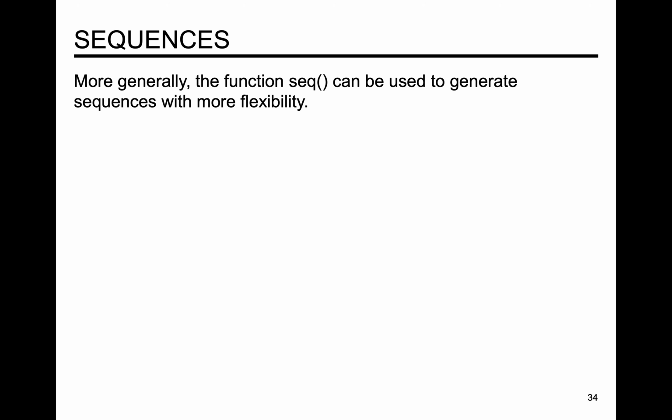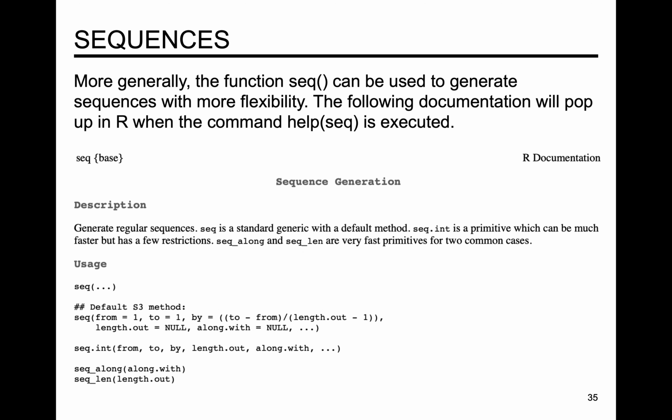The seq function in R can be used to generate sequences with more flexibility. If you open the R console and type help(seq), documentation for the function should pop up, and I just put it on the screen now. I ask that you bring your attention to the bottom of the screen under the section titled Usage. In that section, I see a comment that says default S3 method, and just below that, I see seq parentheses and then a bunch of parameter names.